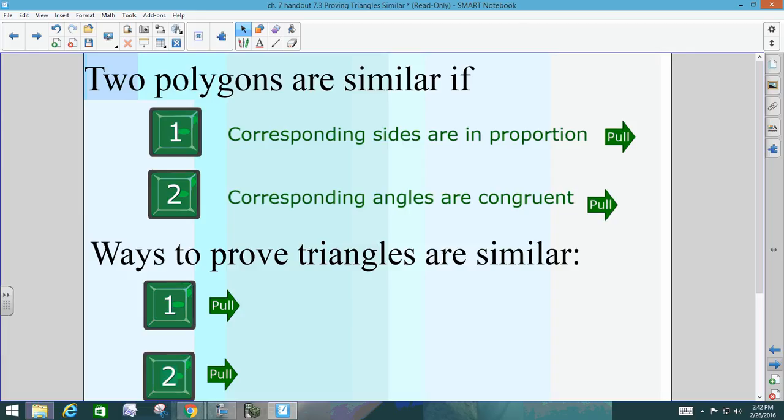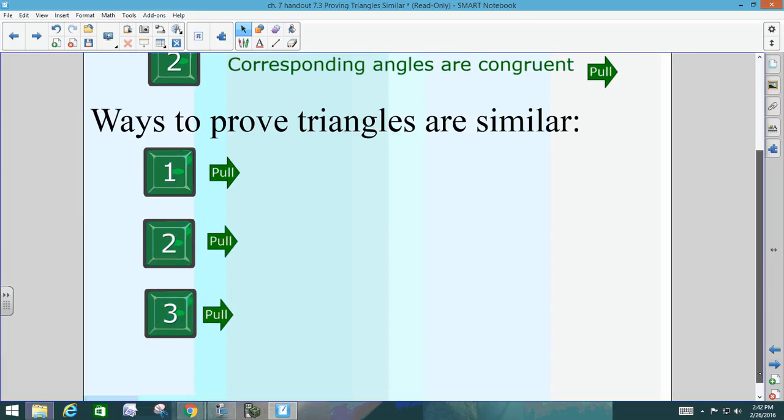If you're comparing two hexagons, all six angles and all six sides had to be proportional and congruent. For your triangle on your quiz, you had to check that all three pairs of angles were congruent and all three sides were in proportion. Today, you're going to learn 3 shortcuts, so you don't have to do all that.